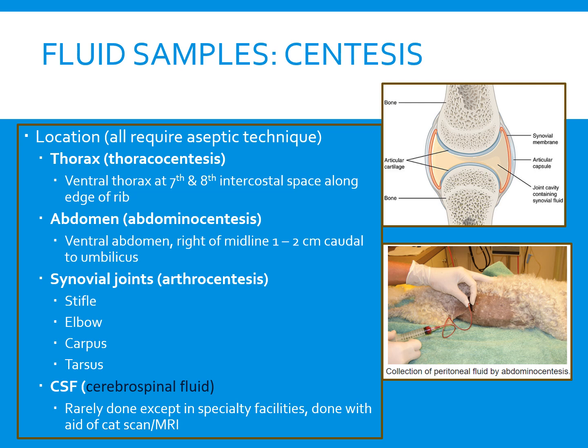Although thoracocentesis and abdominocentesis are pretty common in vet med, synovial joint fluid pulling is not as common, but it can be done in the stifle, the elbow, the carpus, and the tarsus. This is more of a large animal thing. Joint fluid and CSF taps are usually done by specialty hospitals, usually by a neurologist, and with the aid of a CAT scan or MRI machine.